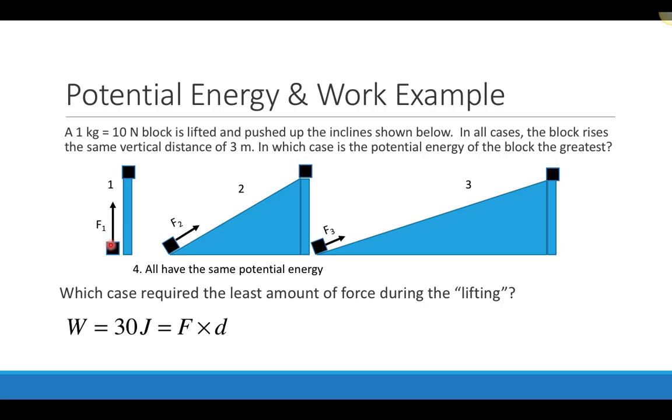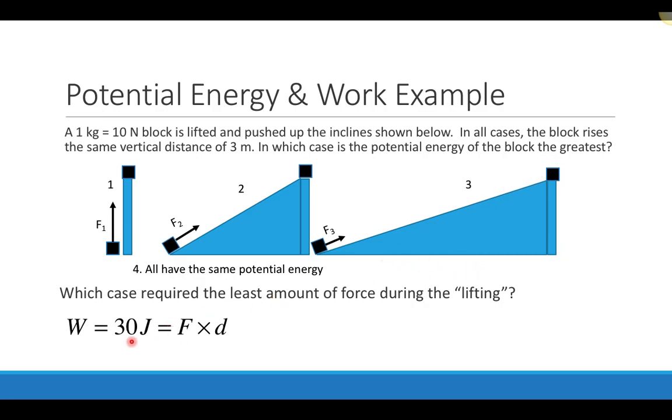So in my first picture, I have to lift straight up in order to get the block at the top. In the second picture, I have to apply a force along the incline to make it get to the top. And in the third case, also I have to apply a force along the incline for it to get to the top. So we have different distances covered, right? In the first case, I have a small distance. The second case, the distance is a little bit bigger. And in the third case, that distance up the incline is even bigger.